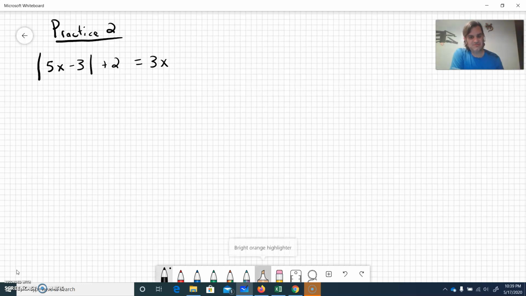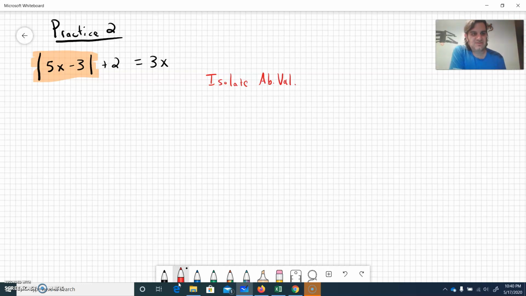So retracing our steps, the first thing we do is look at our absolute value, which in this case our problem is the absolute value of 5x minus 3 and then plus 2 equals 3x. And the first thing we do is, once we find that absolute value, we like to isolate it. And we do that using basic solving steps, treating the absolute value of 5x minus 3 as a single variable. So we're going to subtract 2 from both sides to get it away from the absolute value.